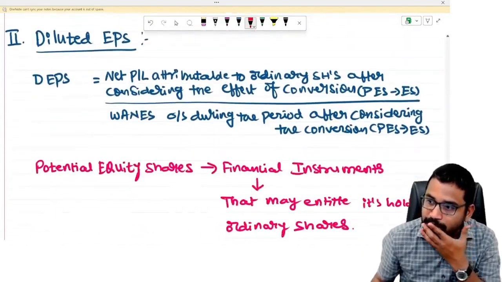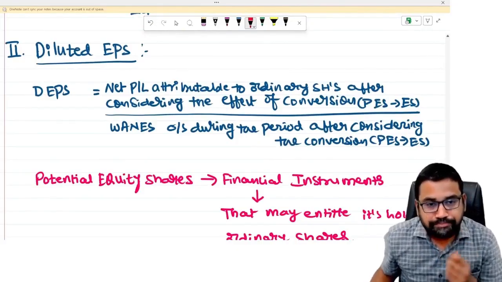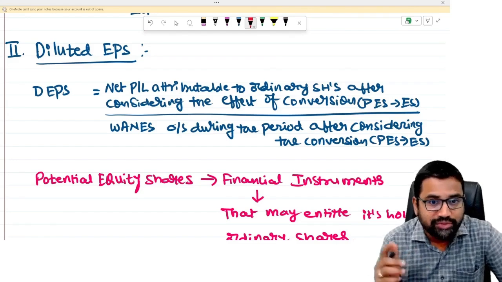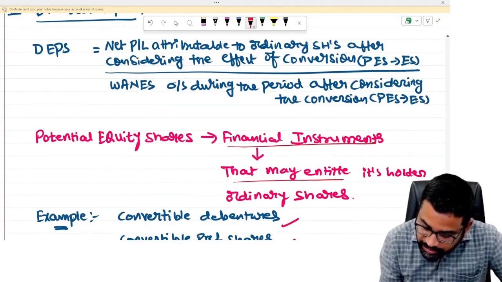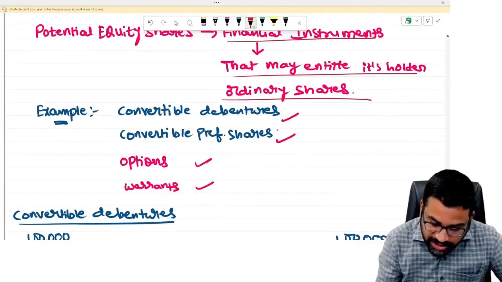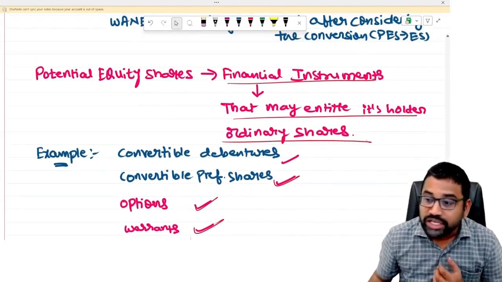Okay. Now diluted EPS. Sir, what is this diluted EPS? See, simple. Suppose the company is having any potential equity shares, suppose any financial instruments that may entitle its holder to ordinary shares, like convertible debentures. See here, convertible debentures, convertible preference shares, options, warrants. These are all what? Potential equity shares.